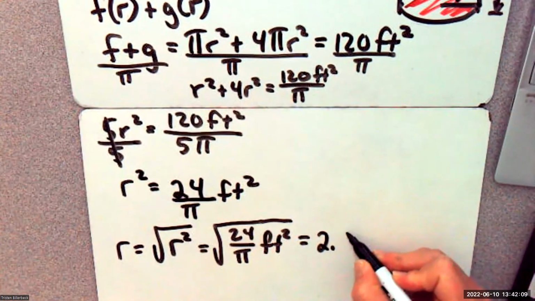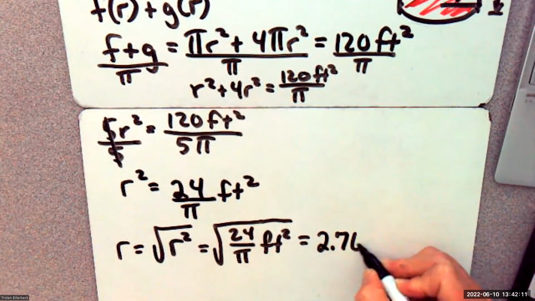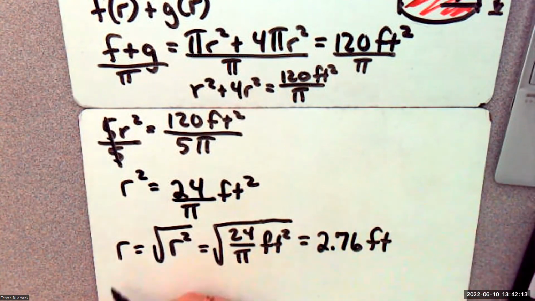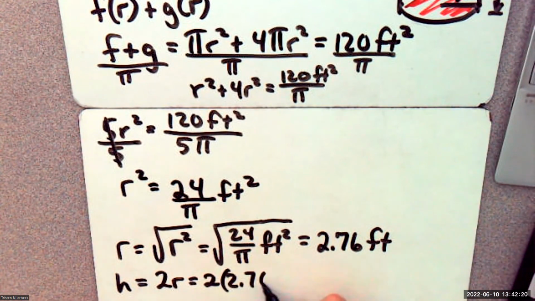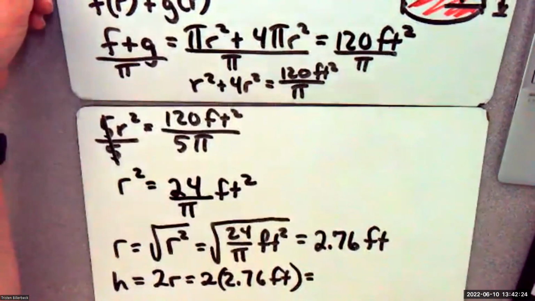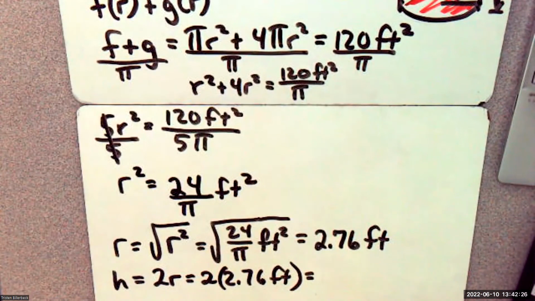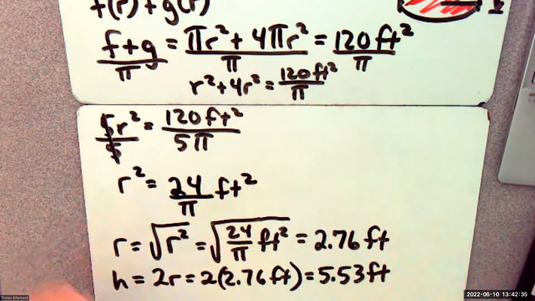the radius will be 2.76 feet. Since the height is twice the radius, that's 2 times 2.76 feet, which gives us 5.53 feet. So there you go.